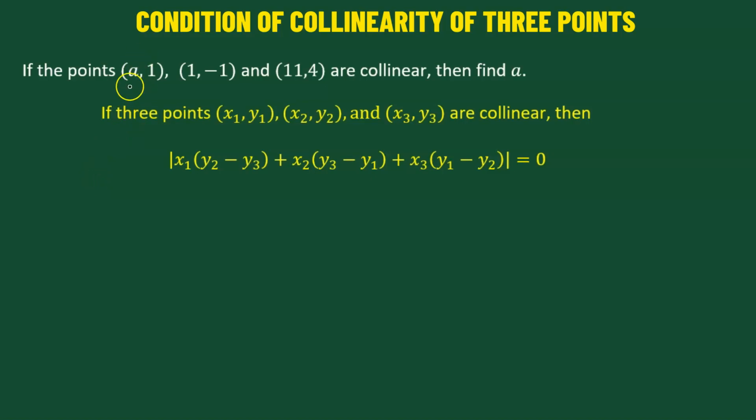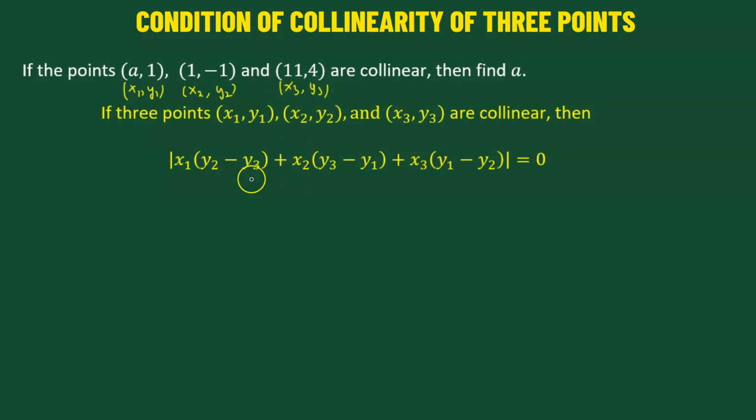So here what we'll do, we'll suppose that a comma 1, this point, let it correspond to x1 comma y1. The second point 1 comma -1, let it correspond to x2 comma y2, and the third point 11 comma 4, let it correspond to x3 comma y3.